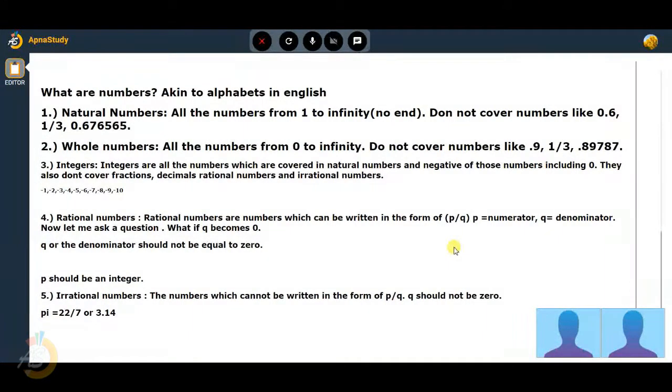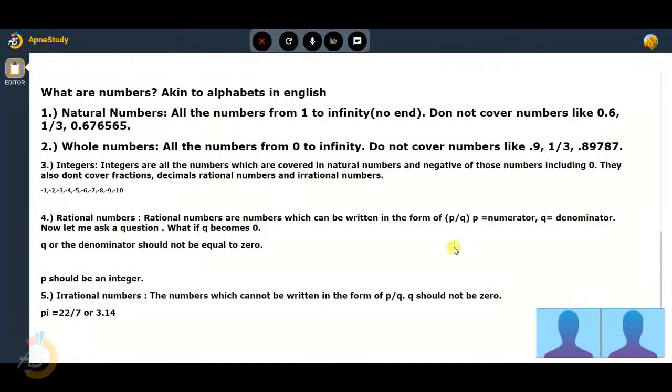Okay, so let's take one more example. 1 upon 3, the number we have written above. If you do the calculation of 1 upon 3, the answer will come 0.33333. This will also be never ending. So 1 upon 3 is an irrational number because it cannot be written in the form of p upon q. We cannot shift the decimal any places ahead because we do not know how many digits there are. They go on till infinity. They are not ending.